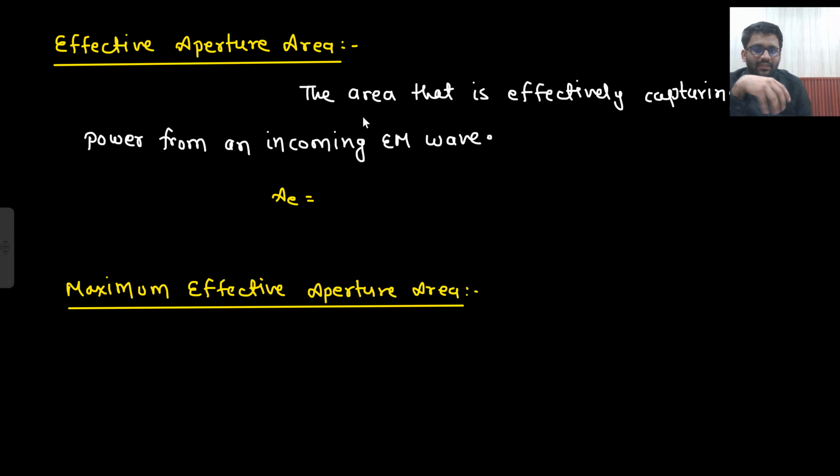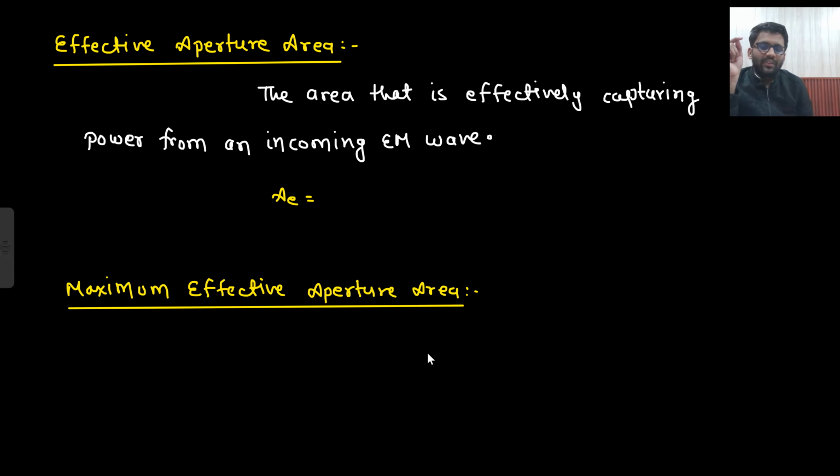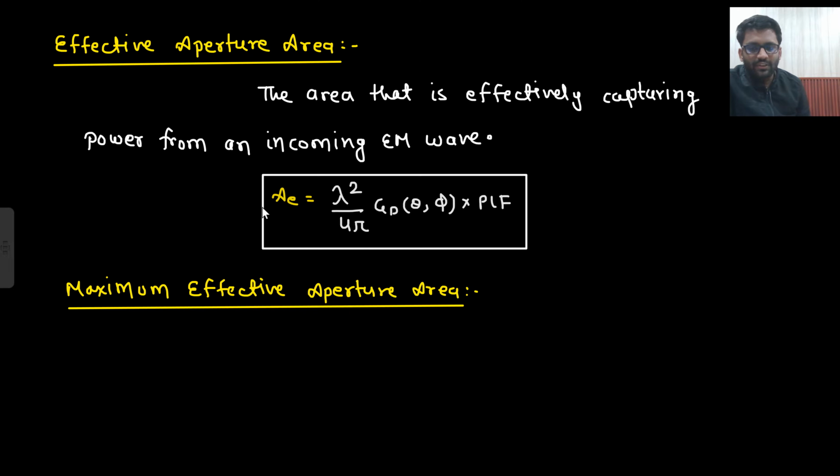Now effective aperture area means the area that is effectively capturing power from incoming EM wave. That is known as effective aperture area. Now there is a certain formula for this. What is that? Lambda square upon 4 pi, directive gain, into polarization loss factor. Sometimes in the textbook you will find that only this much is given, but that is wrong. Polarization loss factor also comes into action. This is the formula of effective aperture area, which is very, very important. You need to keep in mind, no matter what happens, lambda square upon 4 pi into directive gain.